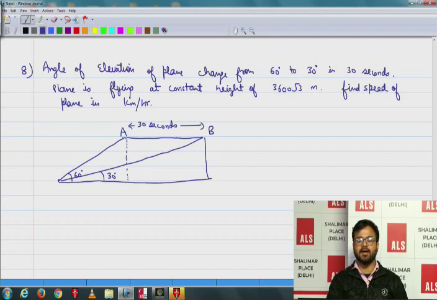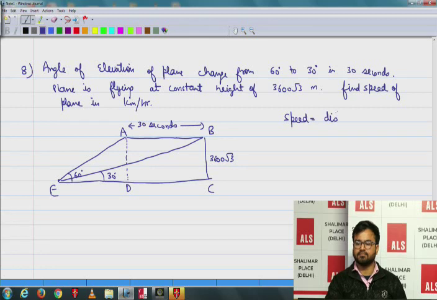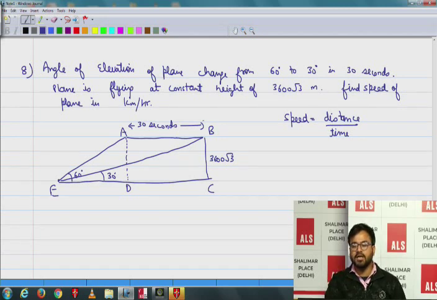The plane is flying at a height of 3600 root 3, a constant height, earlier also. So we can name this one as A, B, C, D, E. Now since we have to find the speed, speed is given by distance upon time. Distance and time are given, like from A to B the time is 30 seconds. So if we can get the distance from A to B, then we can easily figure out the speed.